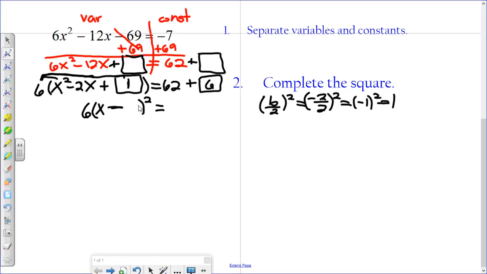Now, what number squared will give you 1? The number squared that will give you 1 is 1. And what is 62 plus 6? It will give you 68. And that's it. You complete the square.